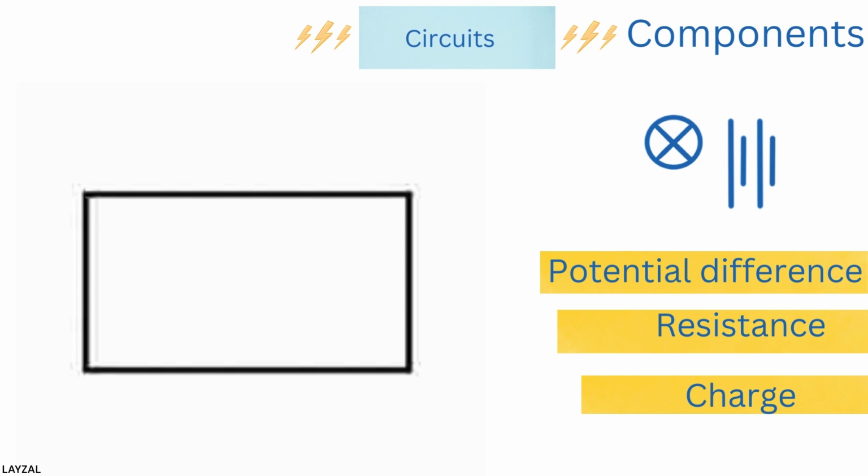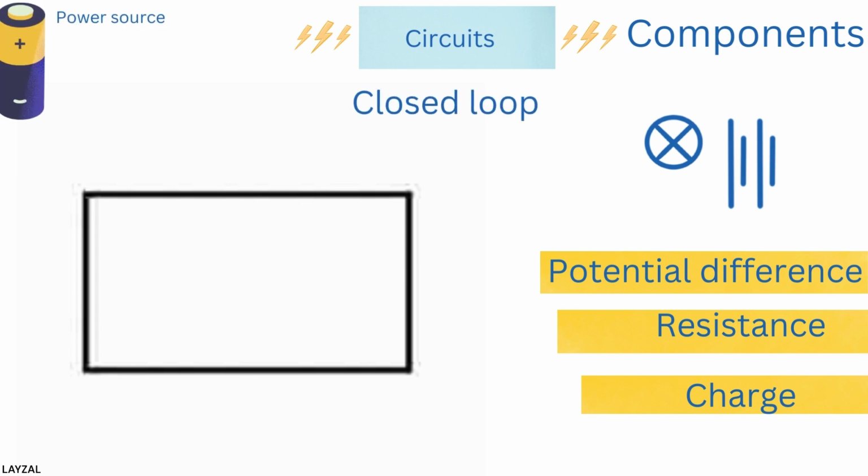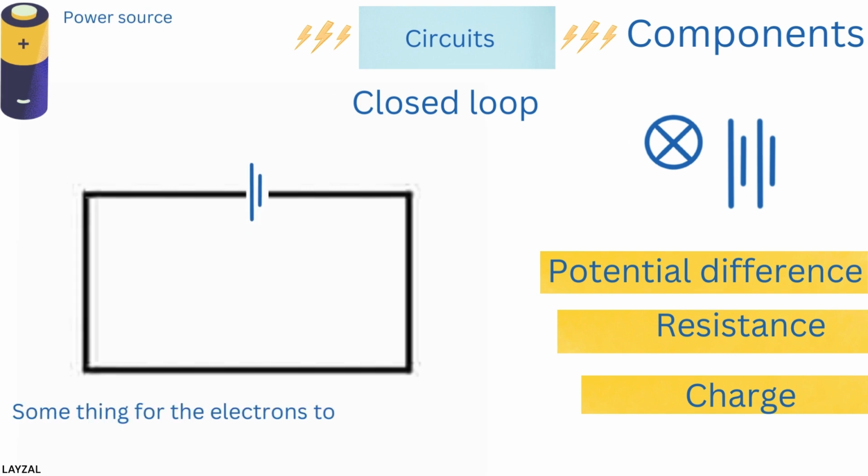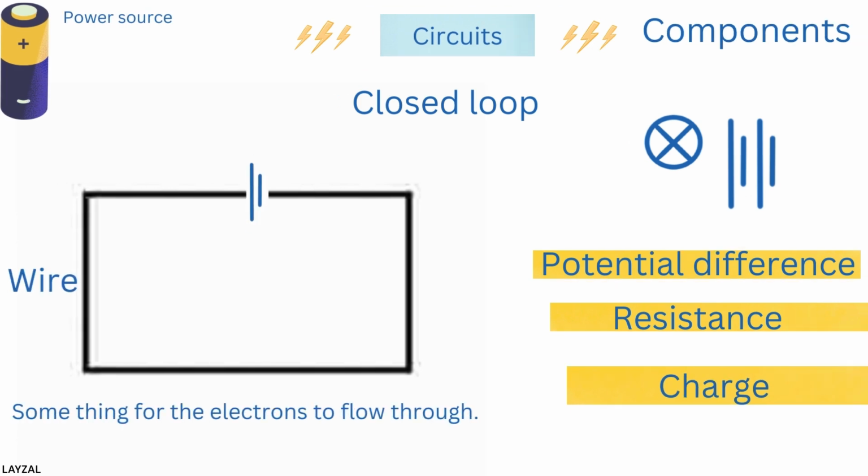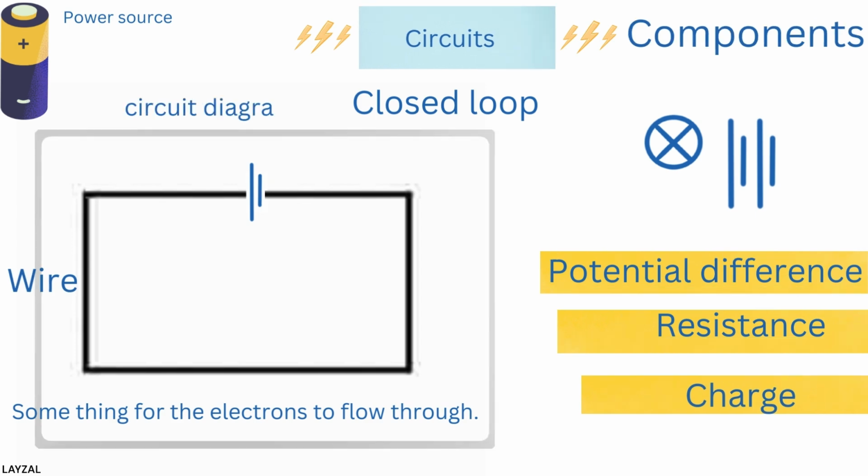An electrical circuit is simply a closed loop that contains a power source, such as a cell, and something for the electrons to pass through, like this wire. We typically represent them with circuit diagrams, and this here is probably the simplest type of circuit you will see.